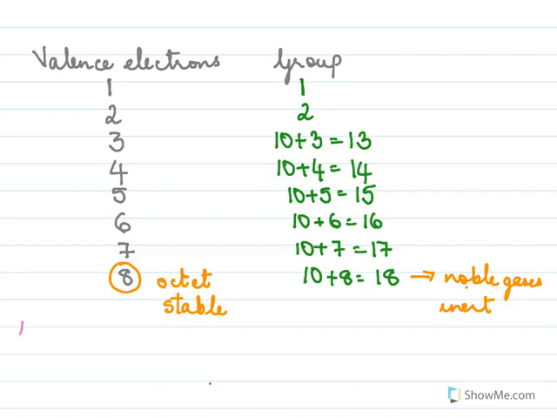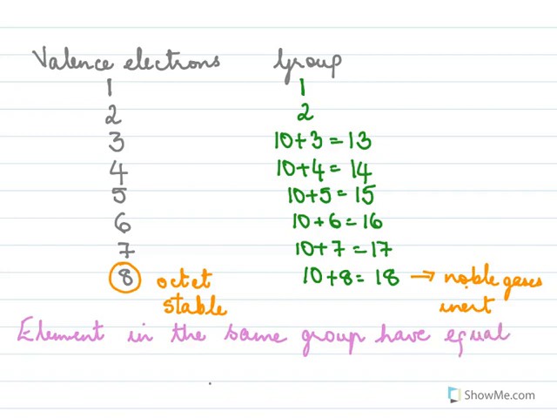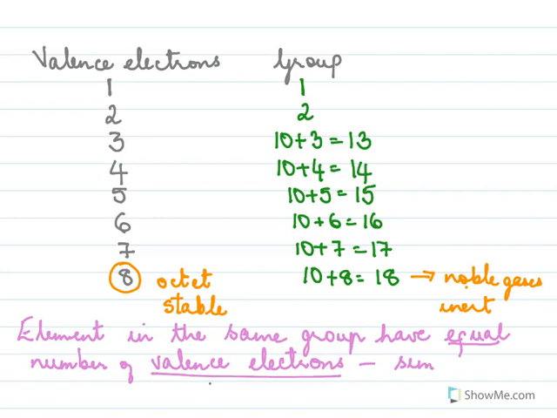So the takeaway from this is elements in the same group have the same number of valence electrons, have an equal number of valence electrons, and because they have an equal number of valence electrons, they have similar chemical properties.